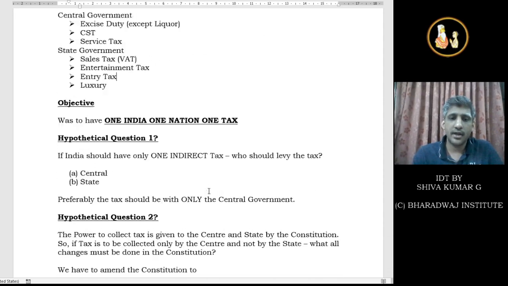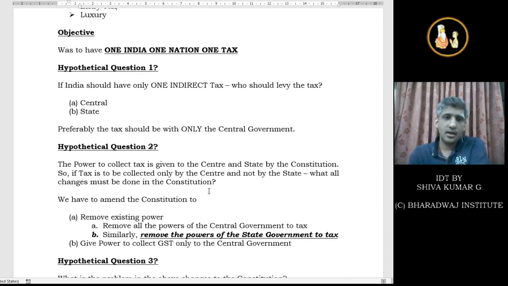Then, so what was the objective? One India, one nation, one tax. Then we said, okay, how was this objective achieved? If you understand the journey towards the objective, then we will be able to better understand why the law and the tax is structured in the way it has been currently structured. If you don't have this background understanding, then you will not be able to appreciate why there are so many acts, and how it functions, etc.